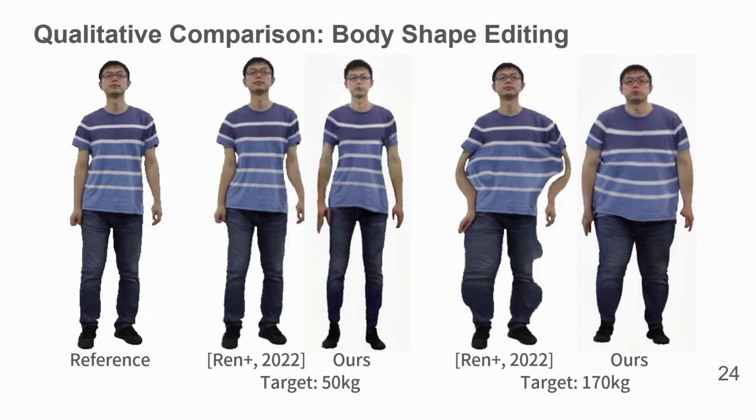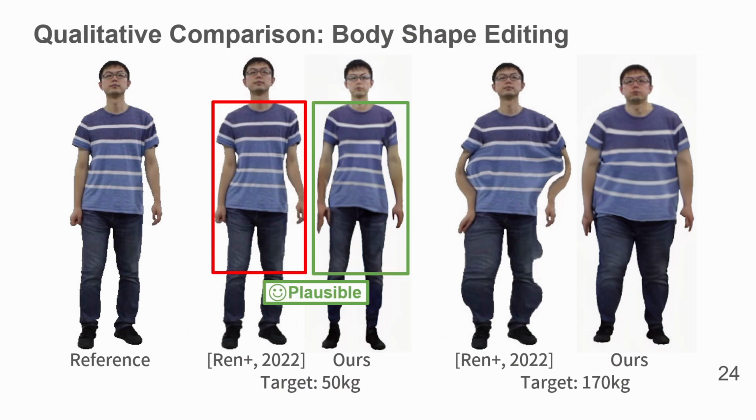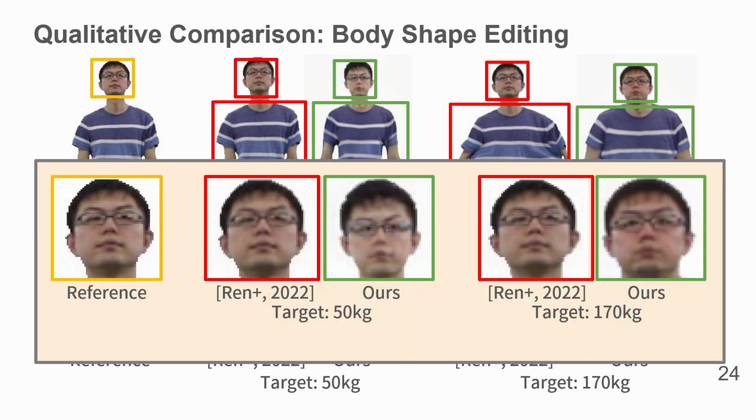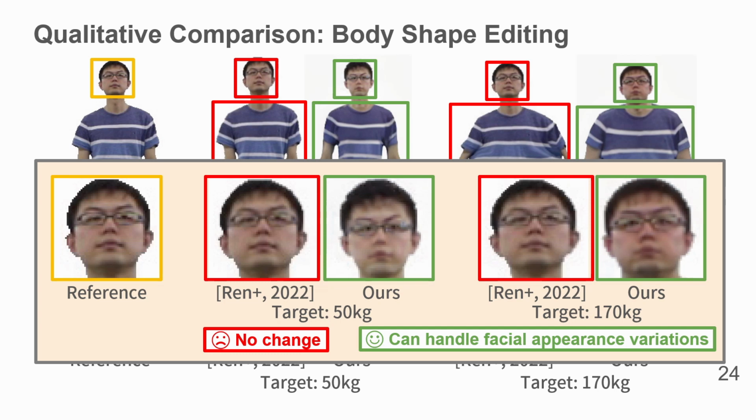We also conduct a comparison of body shape editing. In the case of editing to 50 kilograms, the existing method yields unnatural distortions in the torso, while our method achieves plausible body shape editing. The case of editing to 170 kilograms also shows a similar tendency. For the face, the existing method shows no change in facial features. In contrast, our method can handle facial appearance variations due to weight changes. In this way, our method enables significant body shape editing that the existing method cannot achieve.